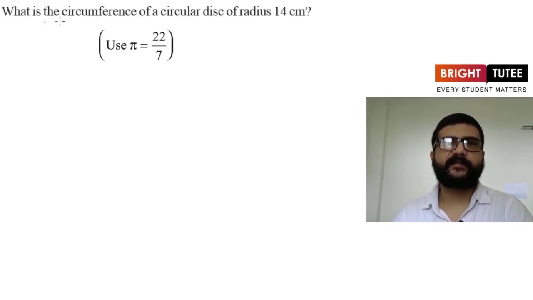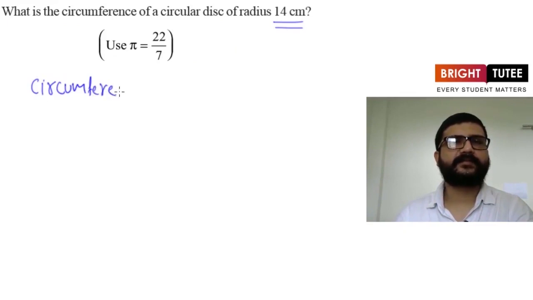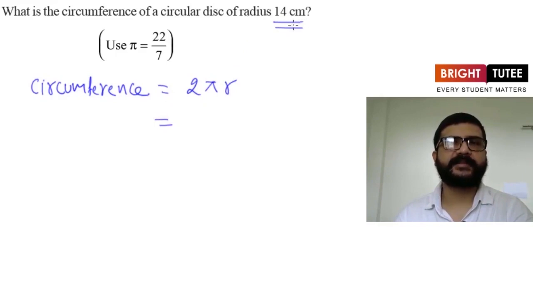Now, the next question is, what is the circumference of a circular disc of radius 14 centimeters? We have to use pi as 22 upon 7 this time. As we have seen, one formula for circumference is equal to 2 pi r. Therefore, we are having circumference is equal to 2 pi r. Now, r is already given, r is the radius and it is 14 centimeters. So, we will get 2 into 22 upon 7, which is pi, into 14. 14 is the radius of the circle.